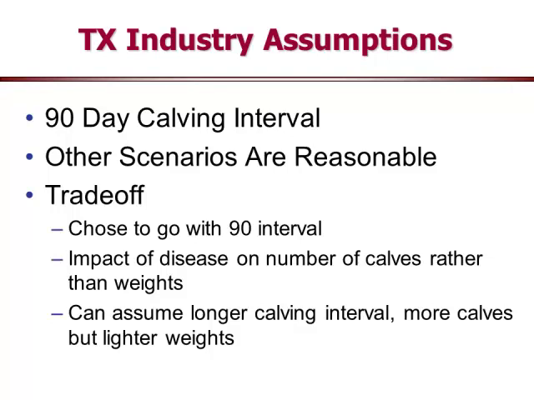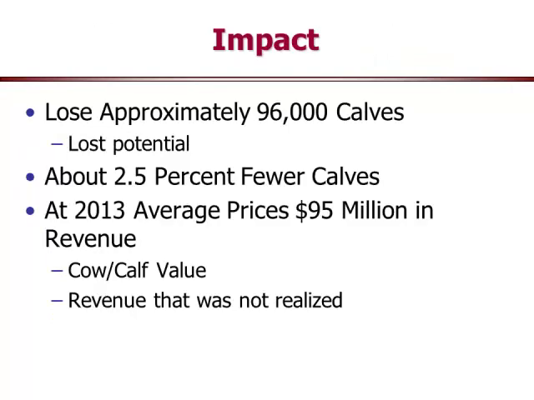When we do that, across the state as a whole with our cow herd, we end up with an estimate of losing approximately 96,000 calves. Those are calves that we didn't get that we would have gotten if we didn't have the disease, if that makes sense. It's benefits lost or revenue lost because of this incidence. It's about 2.5% fewer calves born when we look at that weighted average.